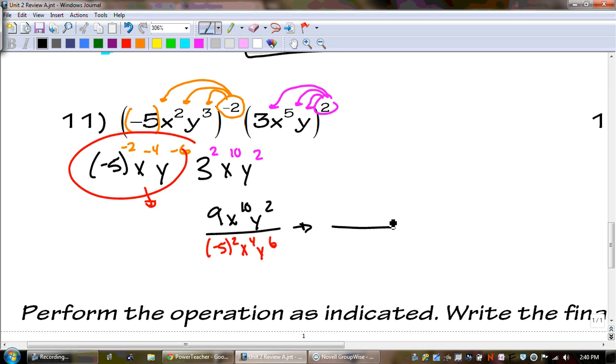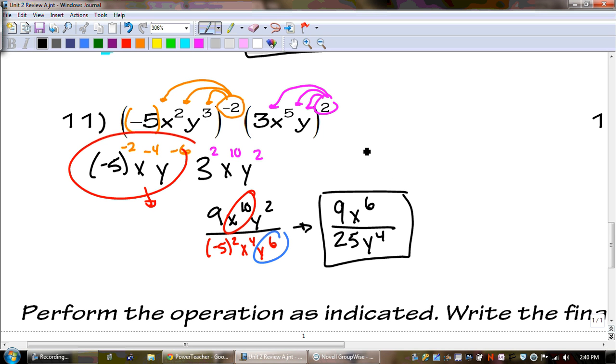Okay, so on the top we have 9, and then who wins with the x's, the top or the bottom? That's right, the top. And the top wins by 6. On the bottom we have negative 5 squared, which is negative 5 times negative 5, which is 25. And then the y's win on the bottom, and the y's win by 4. Can we reduce 9 over 25? Nope. So that's our final answer.